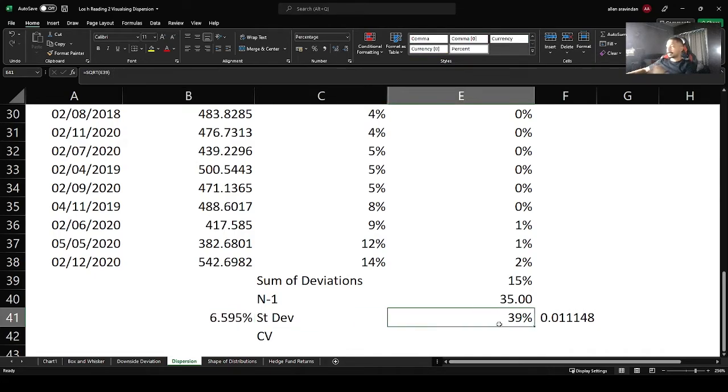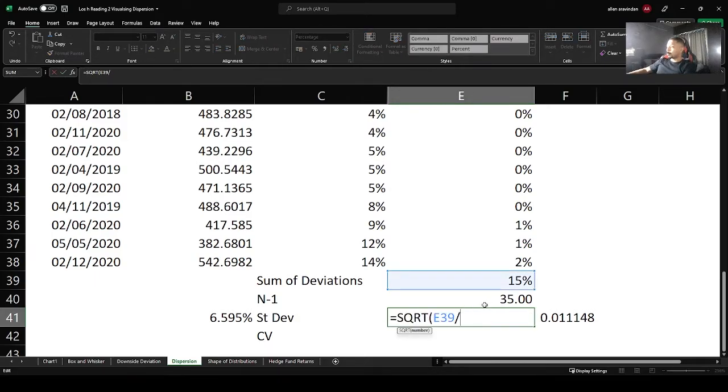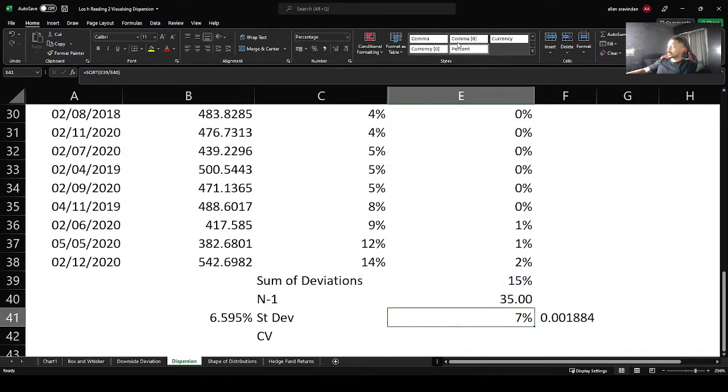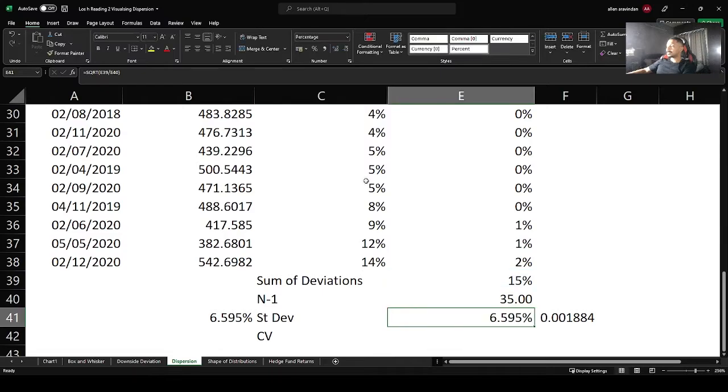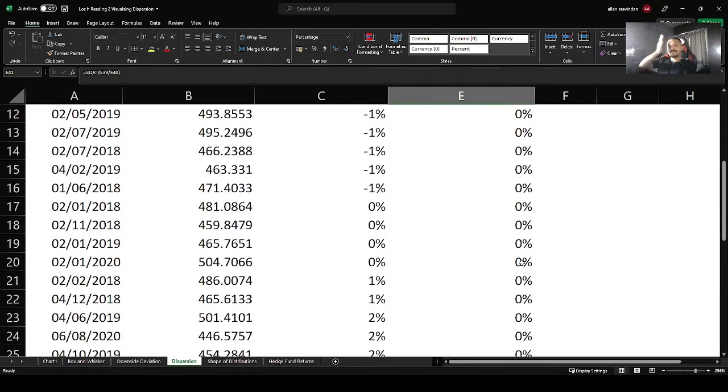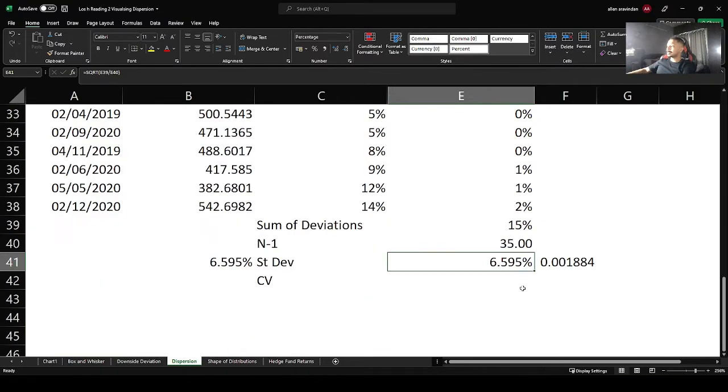Why is this happening? Because the square root has to be applied to both values. Now, if you see this answer, it exactly matches with the ready-made formula. So the square root is for both the sum of squared deviations as well as the number of observations in the denominator. That's the multiplicative method of finding it. So what does 6.595% say? That the average distance of deviation from the center, the mean, is 6.595%. That is the meaning of it.